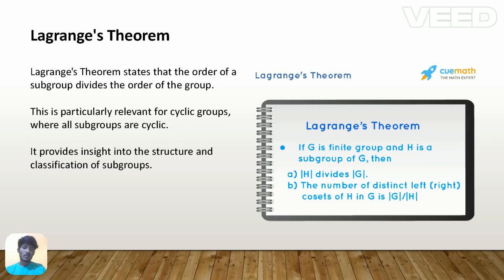If G is a finite group and H is a subgroup of G, then the order of H divides the order of G. The number of distinct left cosets of H in G is the order of G divided by the order of H.